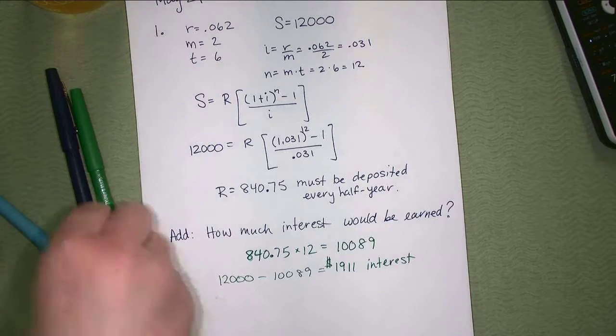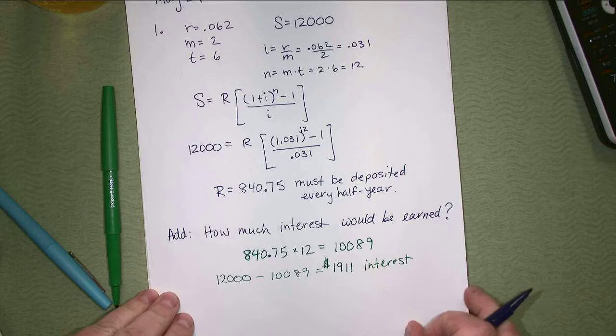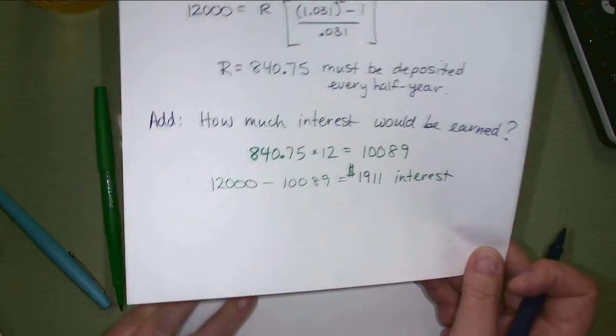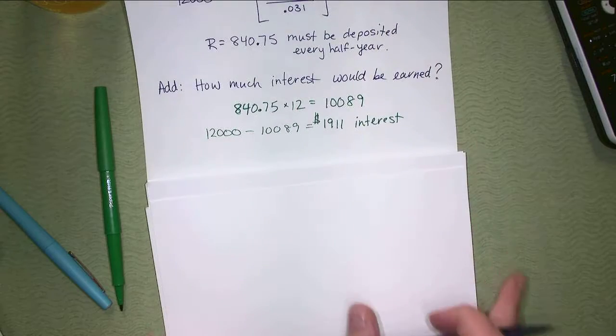Okay, number two. Says an accountant wants to withdraw $3,000 from an investment at the end of each quarter year for the next 15 years.